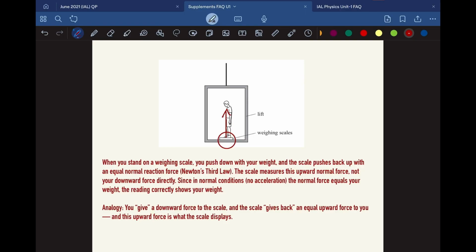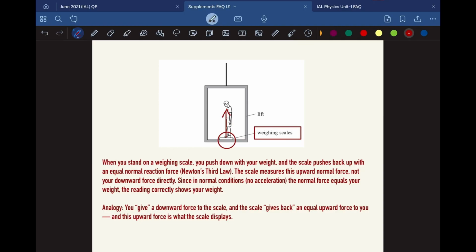When we measure our weight at home, at that time our normal reaction force is equal to the weight. That's why we get our actual weight. But when we are moving or accelerating or decelerating in a lift, we will go into the deceleration part later on. The main information is that the weighing scale always displays your normal reaction force rather than the weight.